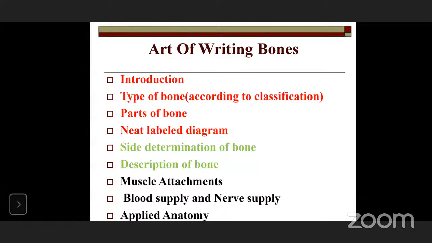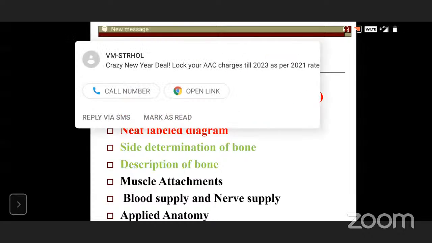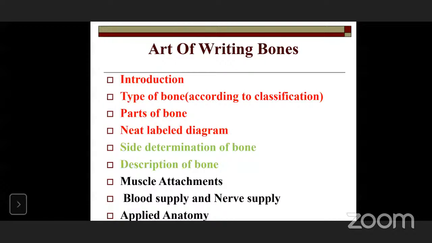If it is asked for 5 marks, write the introduction, type of the bone, parts of the bone, neat labelled diagram, site determination of the bone, and description of the bone. Till that you have to write, then only you will get full marks. If it is asked for 10 marks, all the points have to be covered: introduction, type of the bone, parts of the bone, neat labelled diagram, site determination points, description of the bone, muscle attachment, blood supply and nerve supply, and applied anatomy.